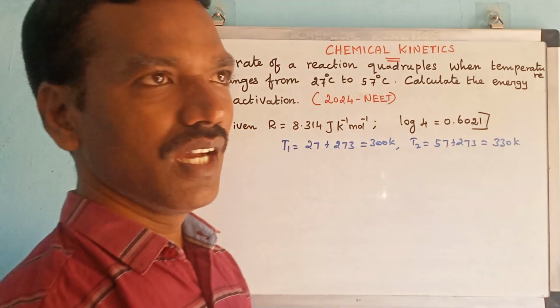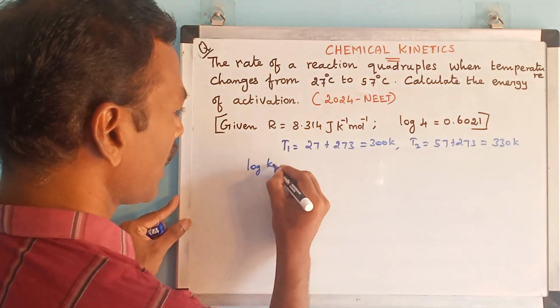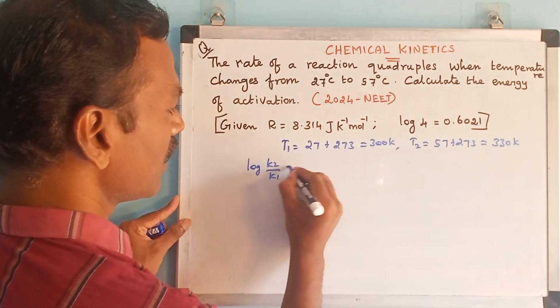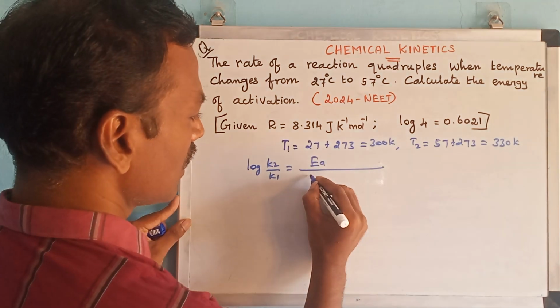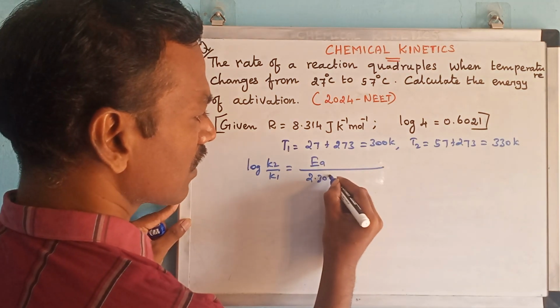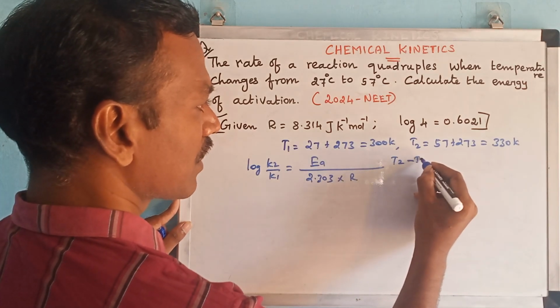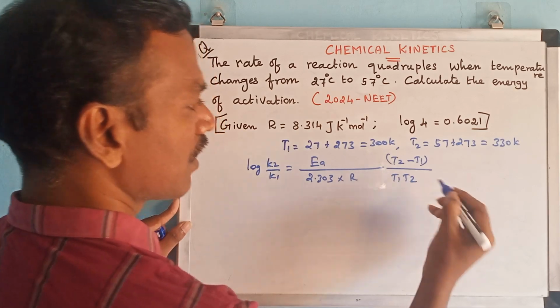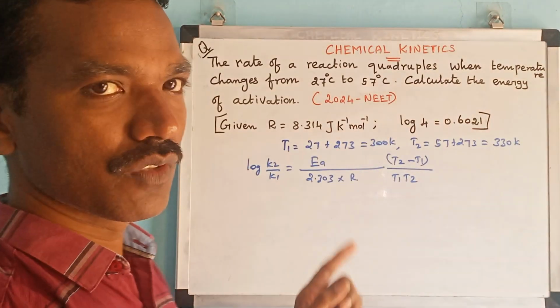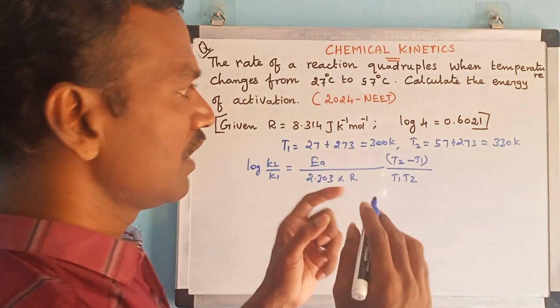Now write the Arrhenius equation. Arrhenius equation is nothing but logarithm of K2 by K1 equal to EA, energy of activation, divided by 2.303 into R, into T2 minus T1 divided by T1 into T2. This is the Arrhenius equation. We have to find out energy of activation from this. Now substitute all the values.